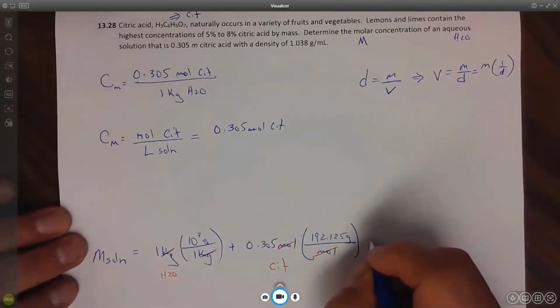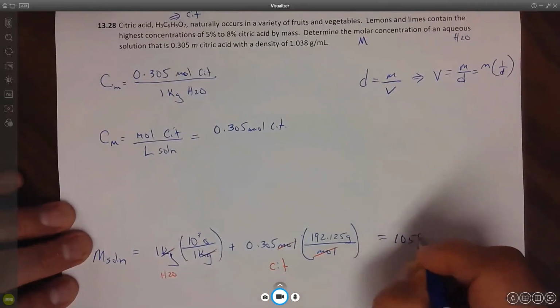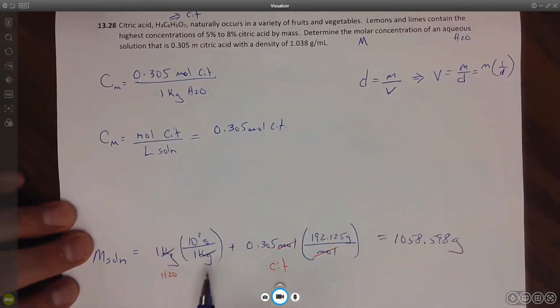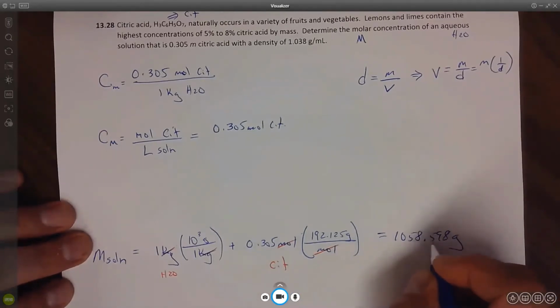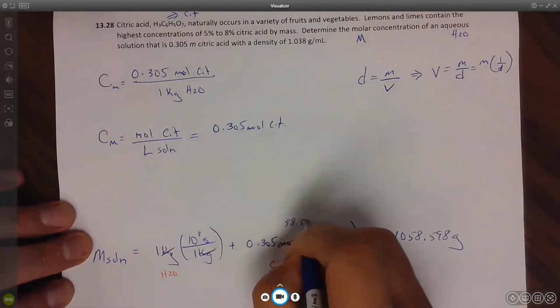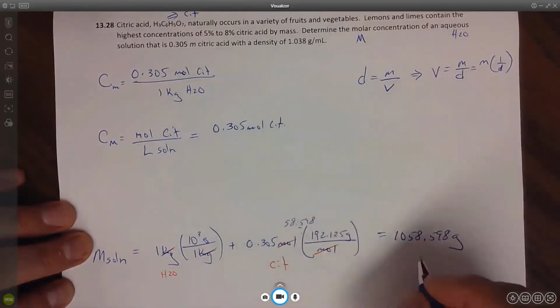And so that total mass would be equal to 1,058.598 grams. This is exact. So there's actually a mixed operation here that you would have to take into account. And basically this is going to end up being 58.598, and that's 3 sig figs, that's 6, so that'd be 3, so this is going to be 1 passed.